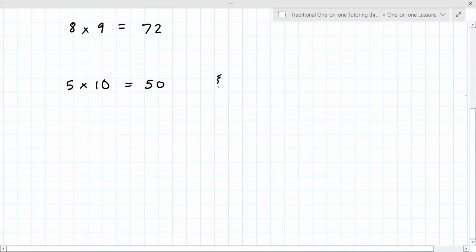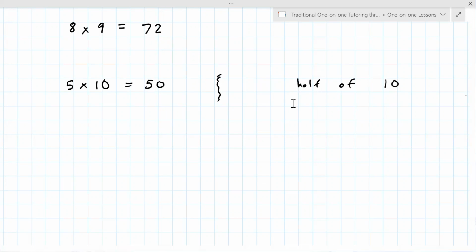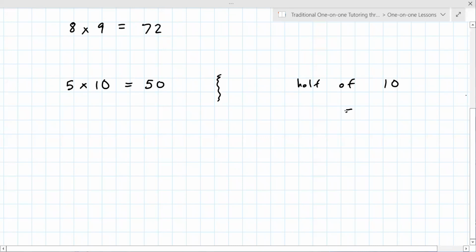Now, here's a question for you. What is 1/2? Actually, I'll write down words. What is 1/2 of 10? What is half of 10? Like, let's say you had 10 presents and you knew that half were for you and half were for your brother. How many are you getting? 5. So half of 10 is 5.